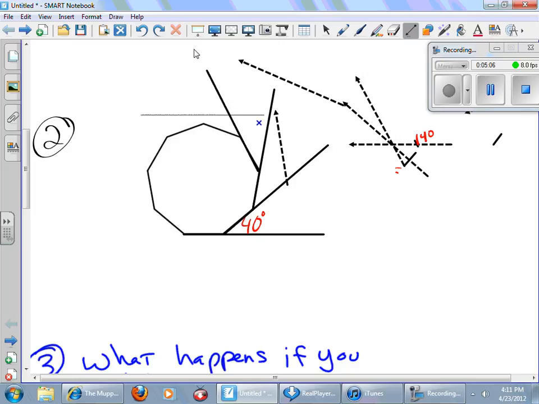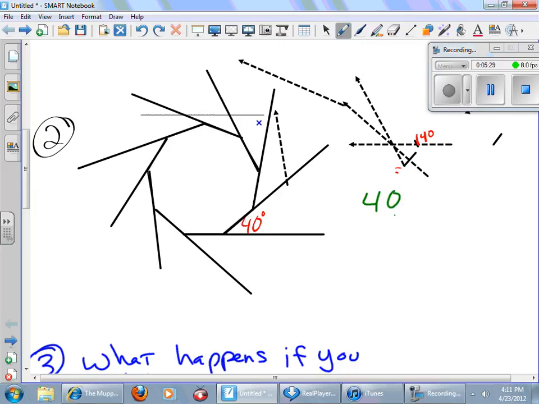Now, we're assuming this nonagon is regular. So how many exterior angles are there? Angles on the outside of the nonagon. Well, if there are 9 angles inside, there must be 9 angles outside, right? And if you look, they're all 40 degrees, because the shape is regular. So I'm going to do 40 times 9, and I'm going to get 360 degrees. In other words, I get a circle if I go all the way around the nonagon.